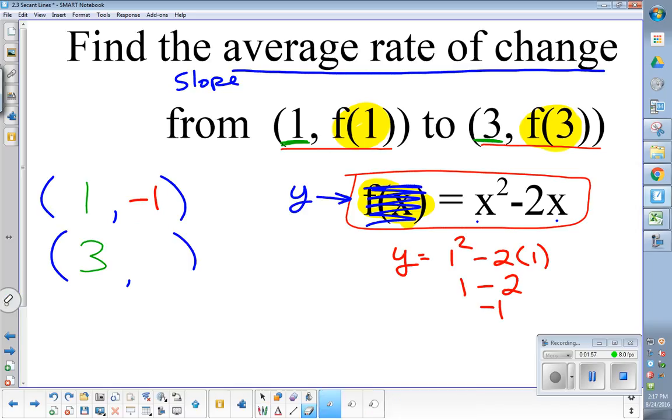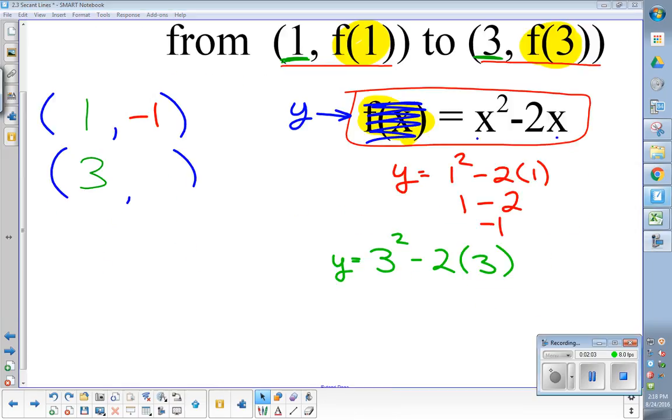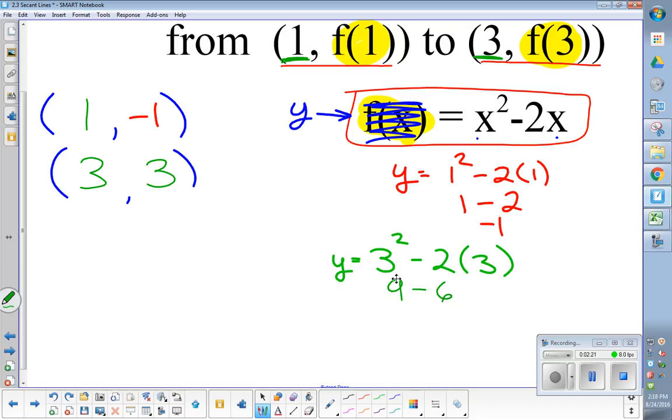How do you think I'm going to find my y for the other ordered pair? Plug in the 3. Do that now. Show me with your fingers. What do you get when you plug in 3? Should have gotten 3. 3 squared is 9. Minus 2 times 3 is 6. 9 minus 6 is 3. Cool. I've got my two ordered pairs now.